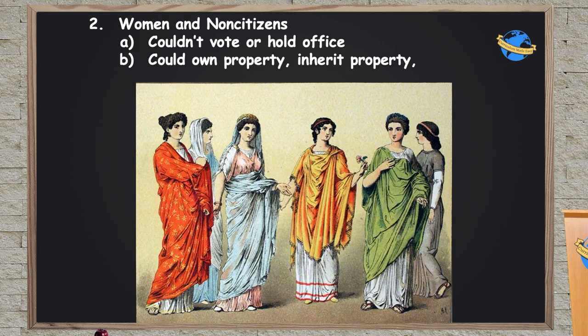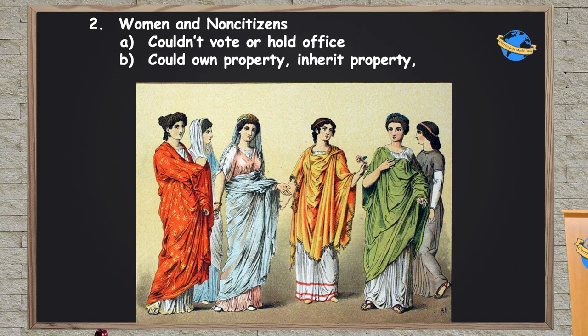Below these citizens that were the patricians and the plebeians were women and non-citizens. So women from patrician and plebeian families, they couldn't vote or hold office, but they could own property and inherit property from their parents. In fact, in many ways, other than voting and holding office, women had a lot of rights that you wouldn't have seen in other civilizations.